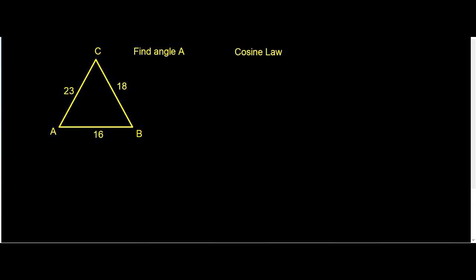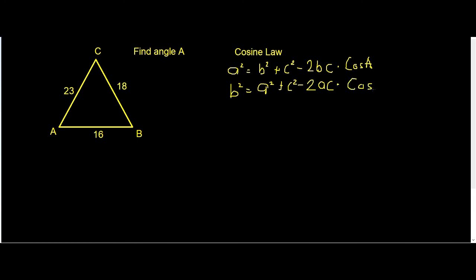Now, you have 3. You have a square is equal to b square plus c square minus 2bc times cosine A. Kapag B naman ang kailangan, b square is equal to a square plus c square minus 2ac times cosine B. Kapag c naman, you have c square is equal to b square plus a square minus 2ab times cosine C. Yan. Depende kung ano yung kailangan mo.